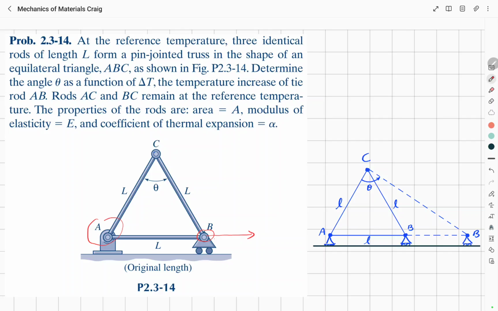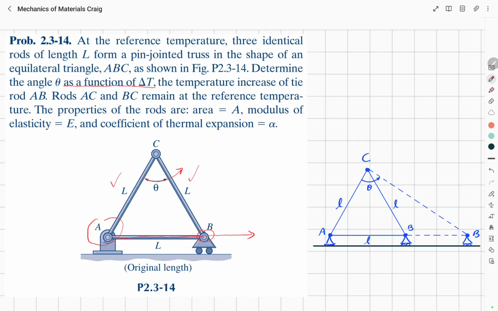Now, the question is saying if we increase the temperature of this rod and keep the other two rods at the same reference temperature, how would this theta angle change as a function of delta T?